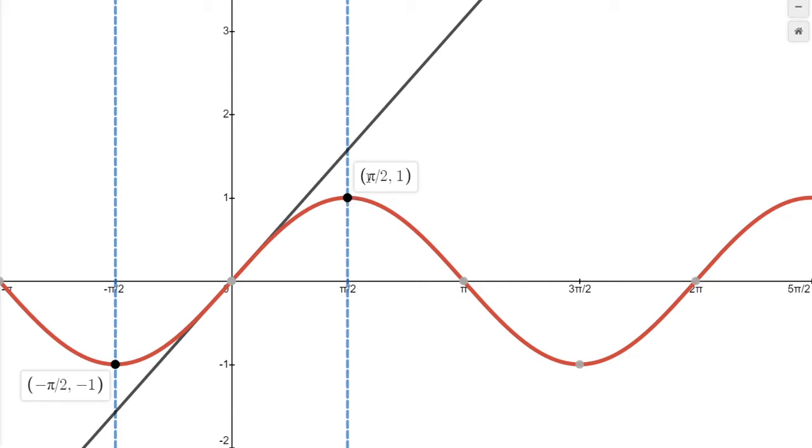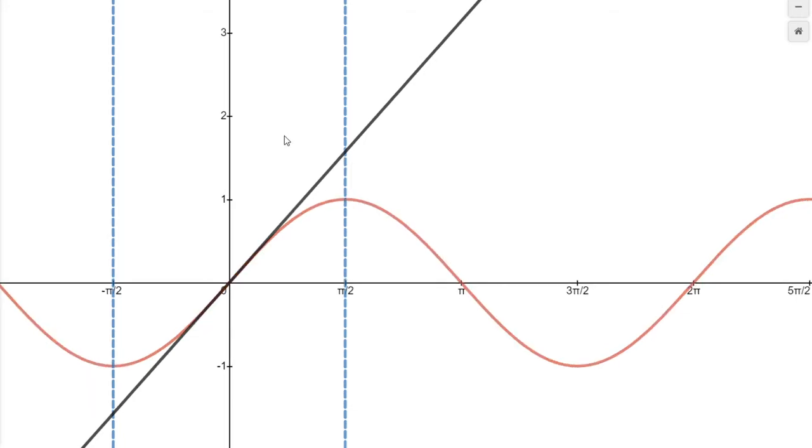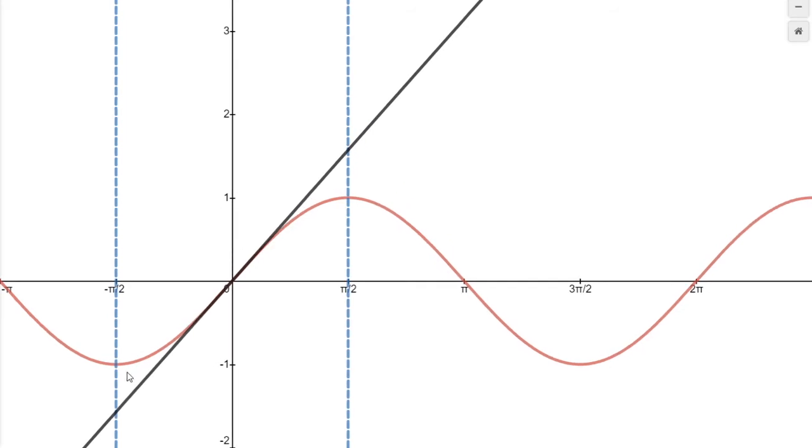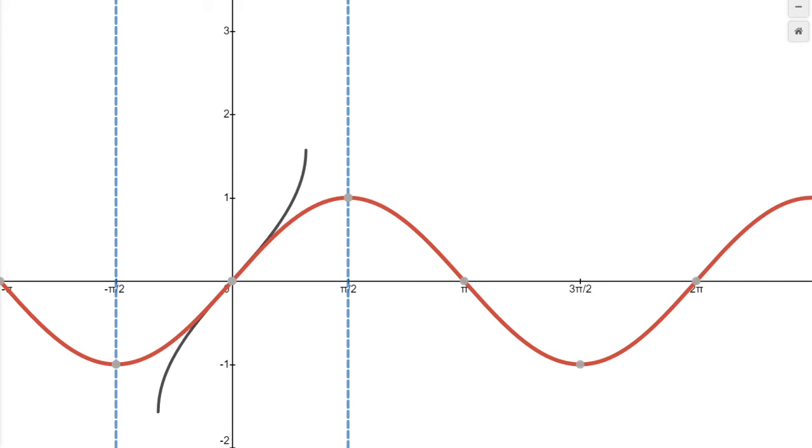So this point here, pi over 2, 1, is going to map to a point here-ish, 1, pi over 2. Likewise, this point here is going to map to the point -1, minus pi over 2. So something down here. And all the other points reflect. So we get this graph here, this line. This is the graph of y equals inverse sine of x.